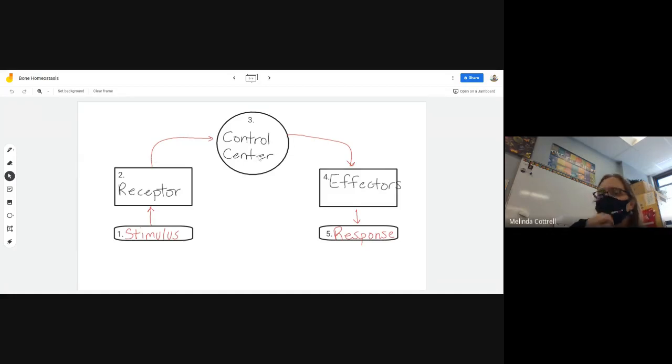The control center always being the brain, because that's what's going to intake that information and respond to it. The effectors are the cells or tissues that actually are going to do something. It could be like a gland, and in this case, it's going to be a gland that releases something. And then the response is what happens in the body. So we use the thermostat example. Today, what we're going to really focus on is over here with the effectors and the response.